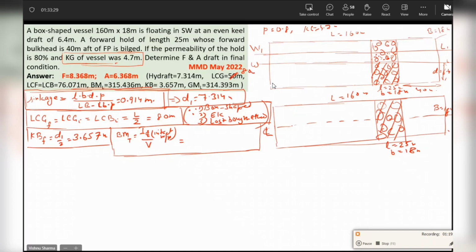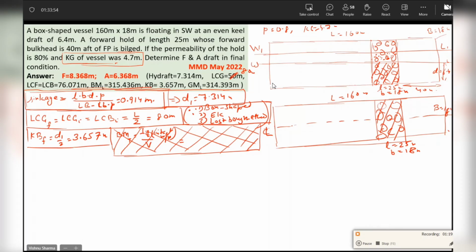Okay. Sorry, BMT is not required. Sorry, my mistake. Please abandon it. We need GML, not GMT. I stand corrected, we will not need BMT. I just went in the flow of things. I'm sorry for creating the confusion. Okay, KB obtained, LCG obtained.